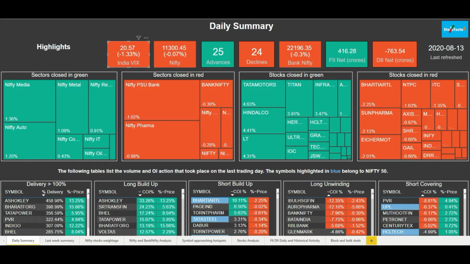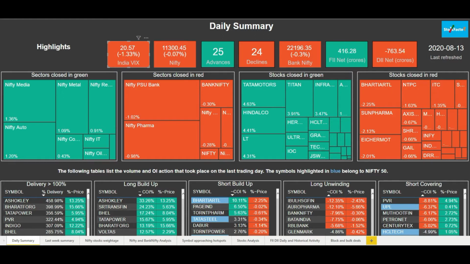Coming to the second box, the sectors that closed in red. We can see that PSU Bank fell the most today, by 1.02%. Then in second place was Pharma, and so on. Now coming to the third box, which tells us about individual stocks that closed in green or were positive today. We can see that Tata Motors rose the highest among the Nifty 50 stocks, closing with a rise of around 4.63%. Second place was taken by Hindalco, third L&T, and so on.